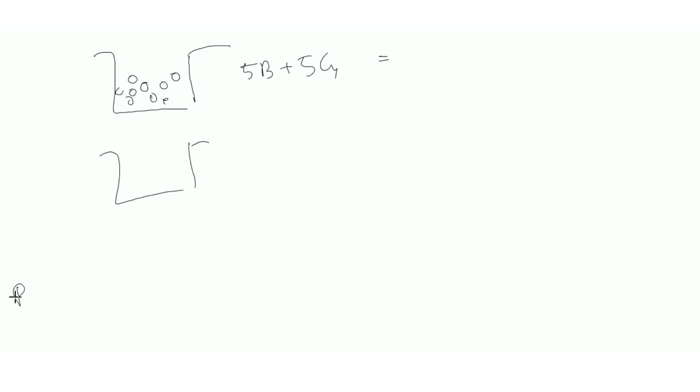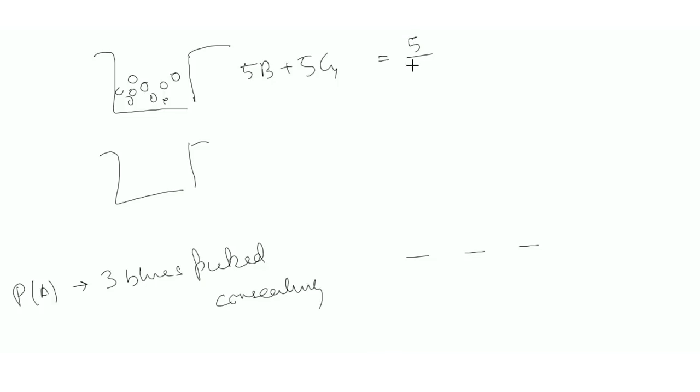So let's draw this out and understand this clearly. Let's say these are the M&Ms. There are 5 blues plus 5 greens. Now when I'm choosing, I'm concerned about the event A, where 3 blues are picked consecutively. What is the probability of this particular event happening? If we want a blue in the first place, then the probability is very simple. It's 5 out of 10.